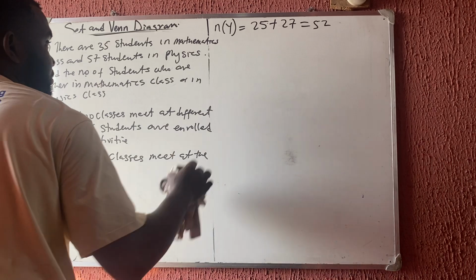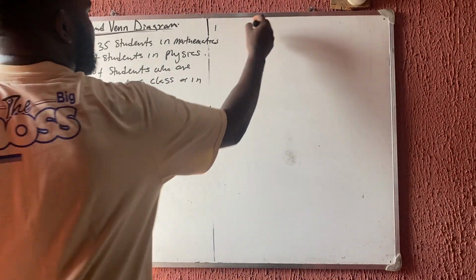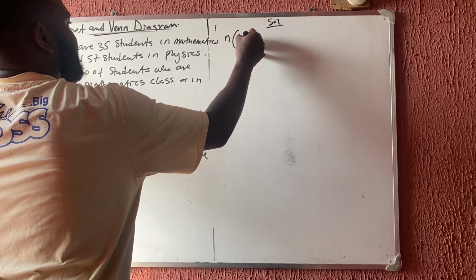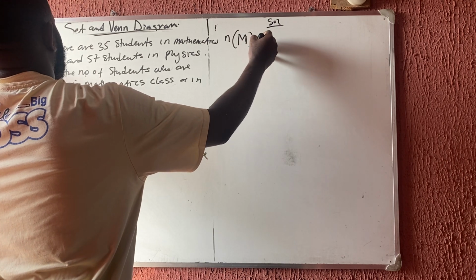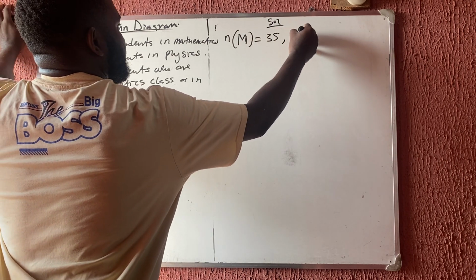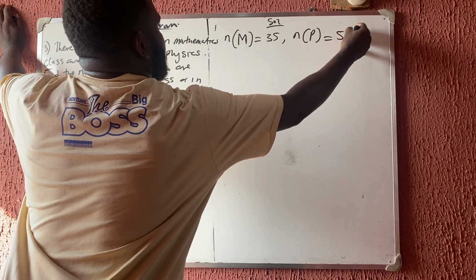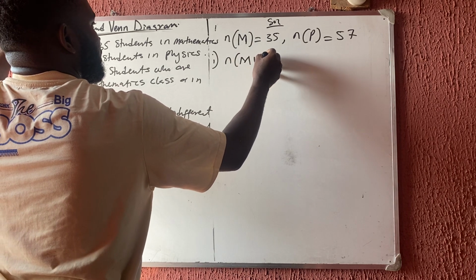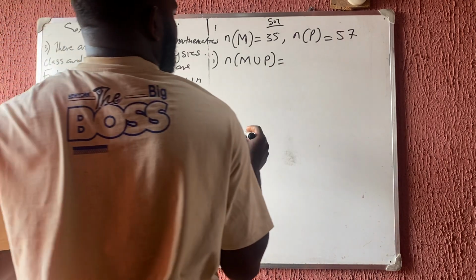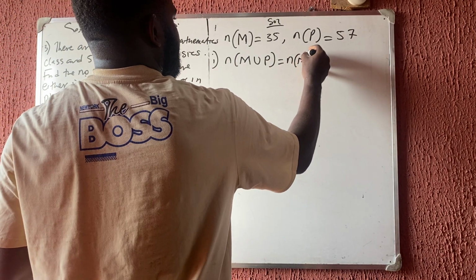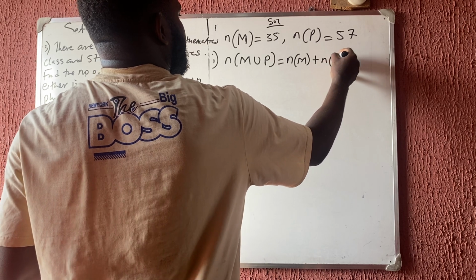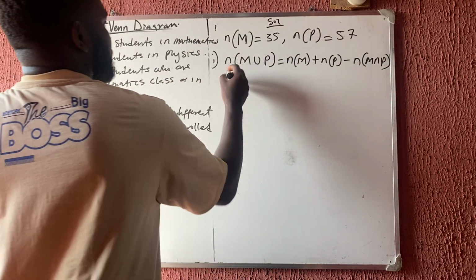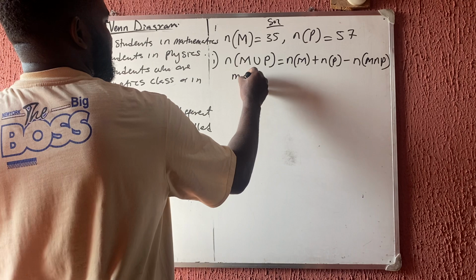Now what do we do? Okay, let me solve it here. Solution. The number of maths they gave us was 35. The number of physics they gave us was 57. So they say we should find the number of maths union physics, which is the number of maths plus the number of physics, then minus the number of their intersection, math intersection physics.